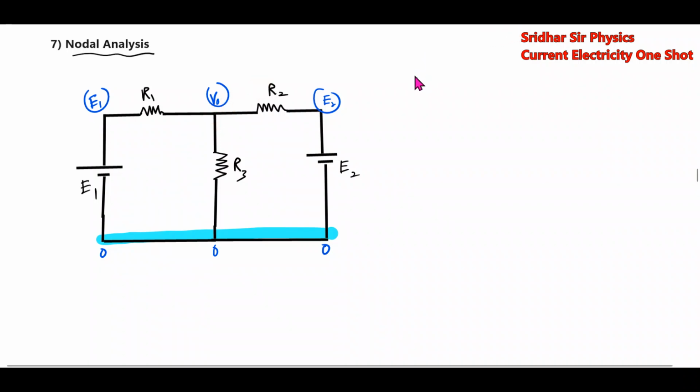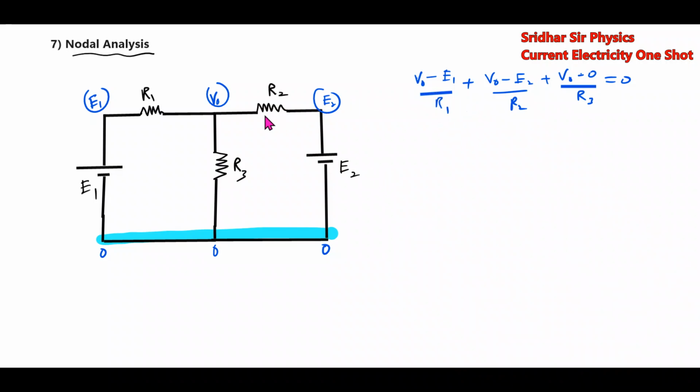Therefore here, V0 minus E1 by R1, V0 minus E2 by R2, V0 minus 0 by R3 equal to 0. Solve for V0 and we'll get the required answer.